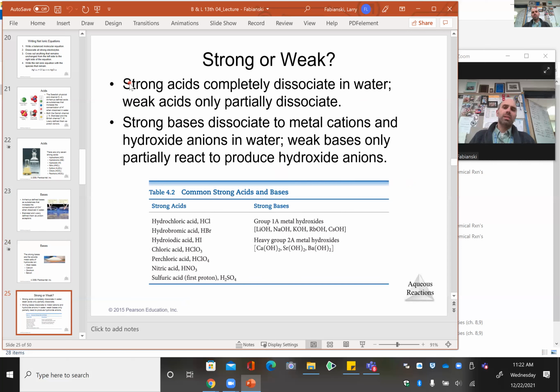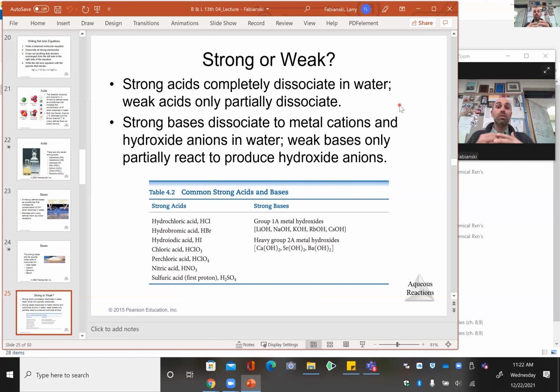So how do we tell if something is strong or weak? Well, strong acids completely dissociate in water. They will 100% break apart. If I put in 10 milliliters of hydrochloric, then those 10 milliliters will all break apart. If I put in 10 milliliters of a base, calcium hydroxide, those 10 milliliters will break apart. Strong bases will also dissociate into metal cations and hydroxide anions in water.